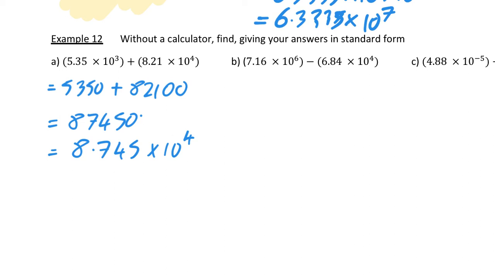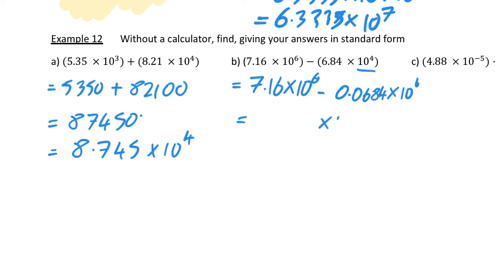Next one, I'm going to write them both in terms of the bigger power. So 7.6 times 10 to the power of 6 stays as it is. Then this will now become, if I'm making this times 10 to the power of 6, I've made this thing 10 times 10 bigger. So this is going to be 10 times 10 smaller, so it's going to be 0.0684. And then we can just subtract these. So we're going to have times 10 to the power of 6. And then we'll just do that subtraction.